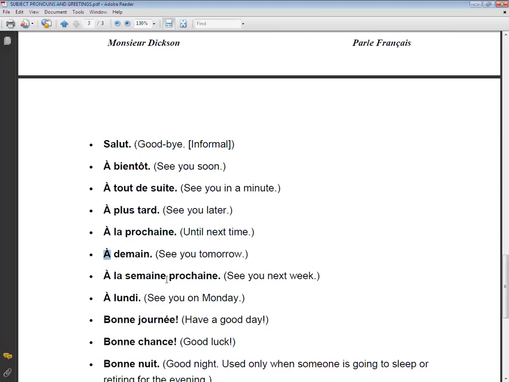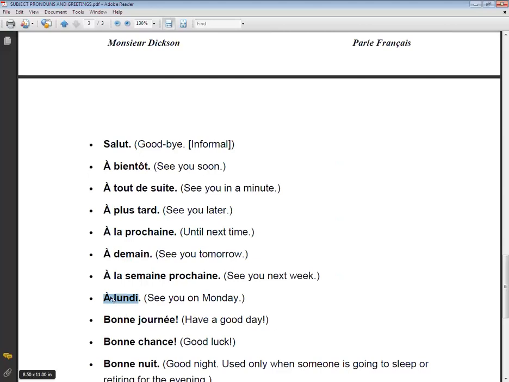À la semaine prochaine, the word semaine is the week. Actually, we are going to do days of the week and months of the year. So à la semaine prochaine simply means see you next week. If time allows, I'm going to teach you the days of the week and months of the year.